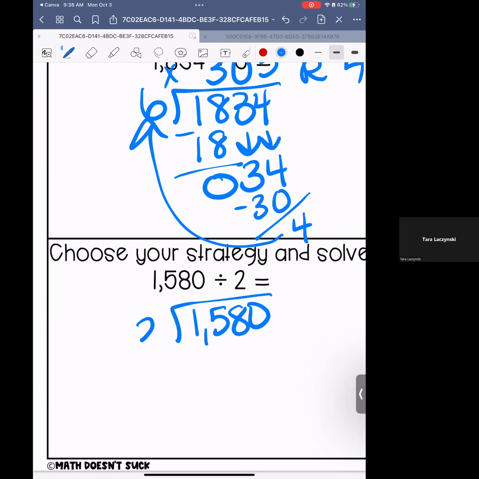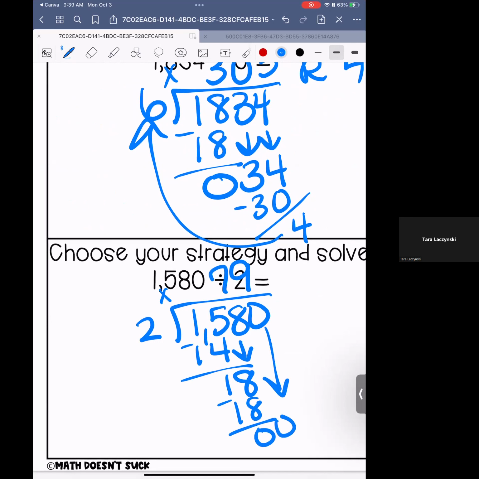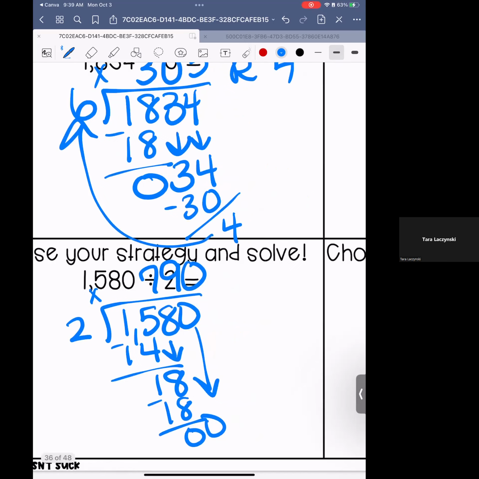1,580 divided by 2. 2 does not divide into 1, but it divides into 15 7 times, which gives us 14. 15 take away 14 is 1. Bring down my 8. 2 goes into 18 9 times. 9 times 2 is 18, which leaves us with 0. Bring down our 0. 2 goes into 0 0 times. Final answer, 790, no remainder.